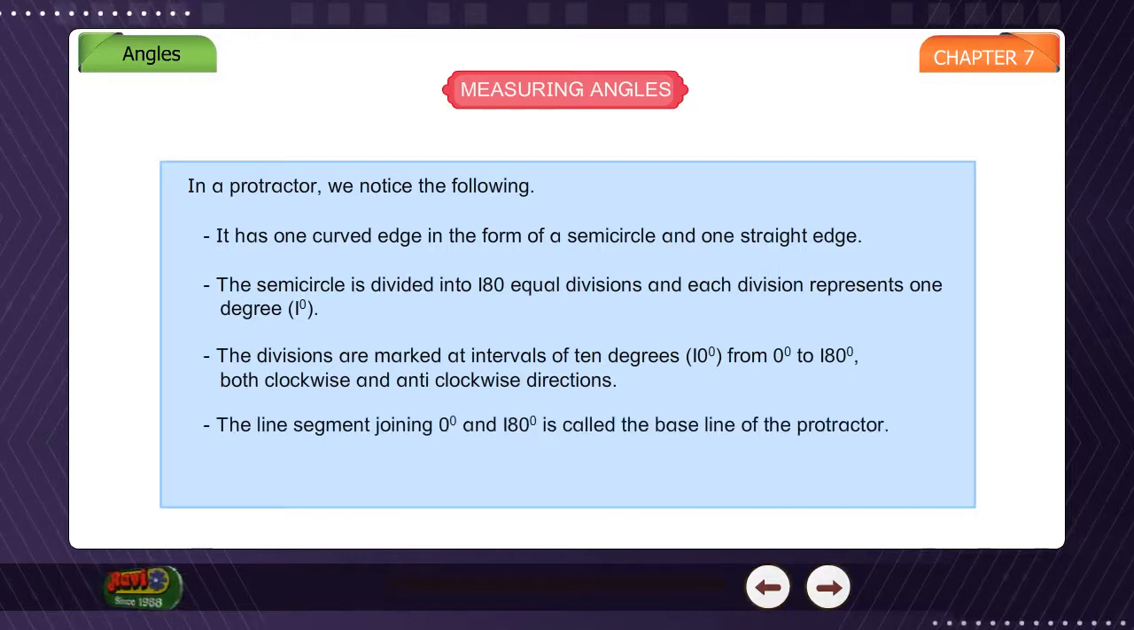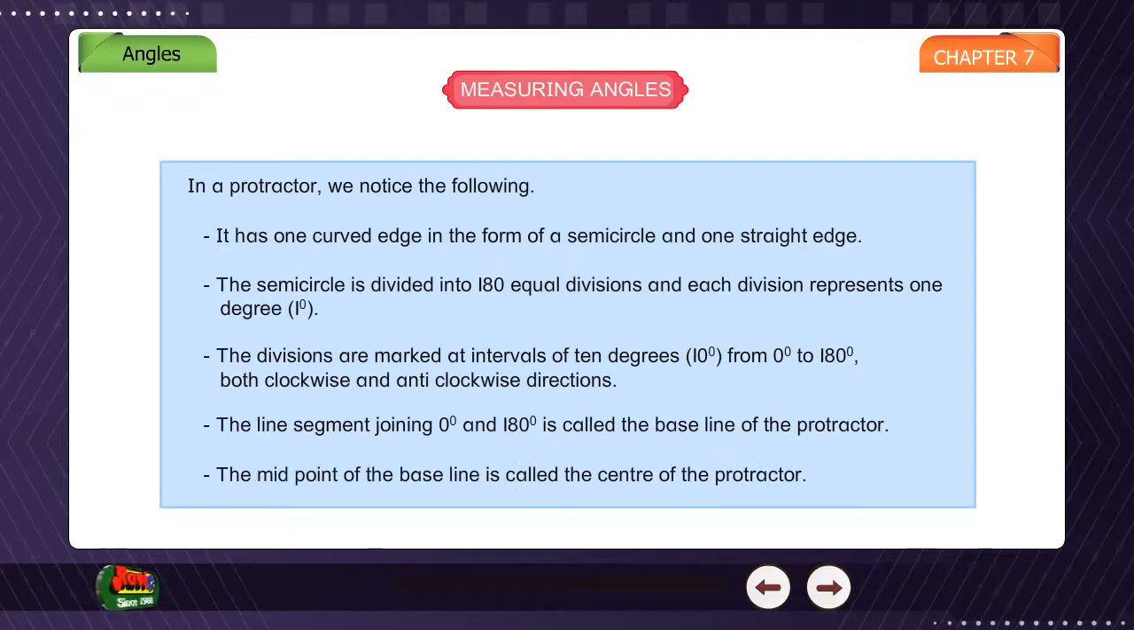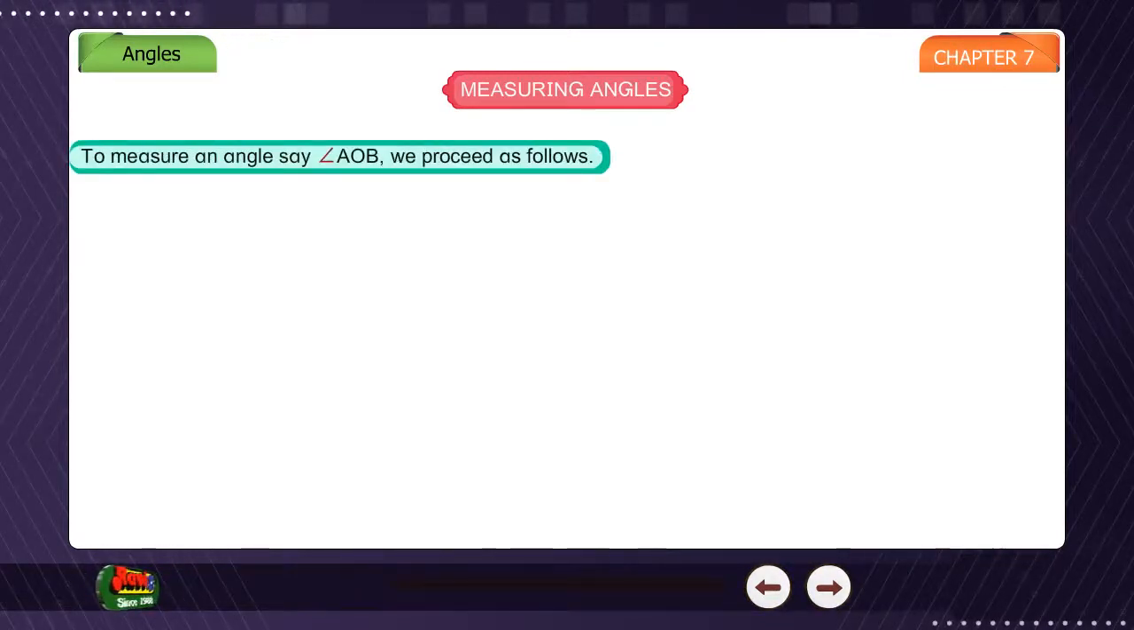The line segment joining 0° and 180° is called the baseline of the protractor. The midpoint of the baseline is called the center of the protractor. To measure an angle, say angle AOB, we proceed as follows.